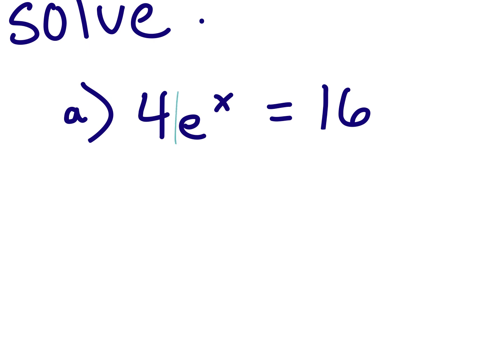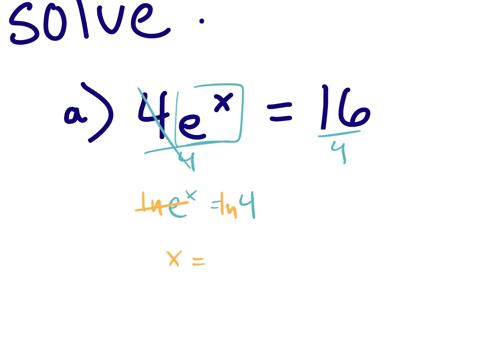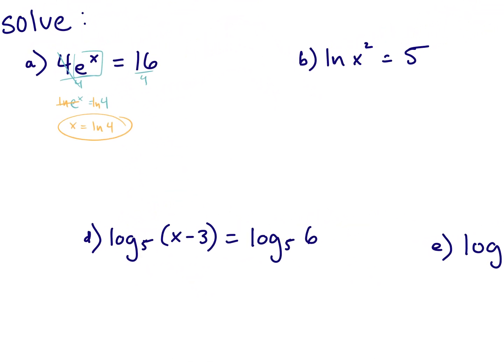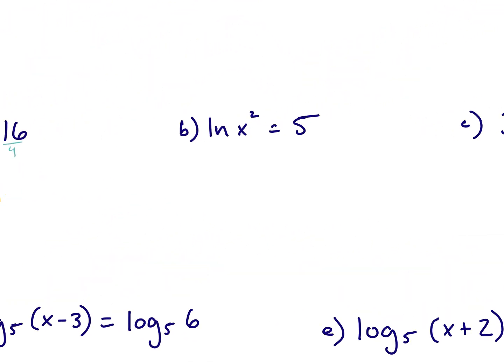Awesome. We want to get the base with the exponent all by itself, so we have to divide by 4 first. So we have e to the power of x is equal to 4. Now how can I get the x out of the exponent? I can take the ln of both sides. Perfect. So ln of e is going to cancel. We have x is equal to the ln of 4. This would be how we would leave our answer. Since we don't have a calculator, just leave it like this. All right, let's do B.